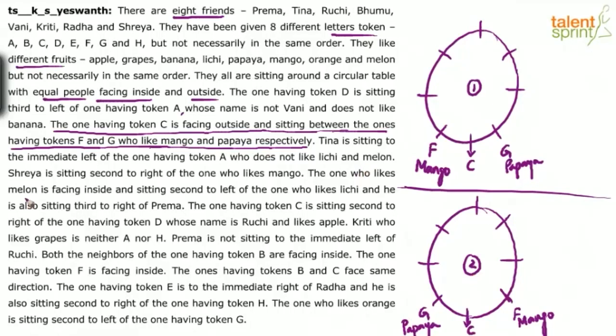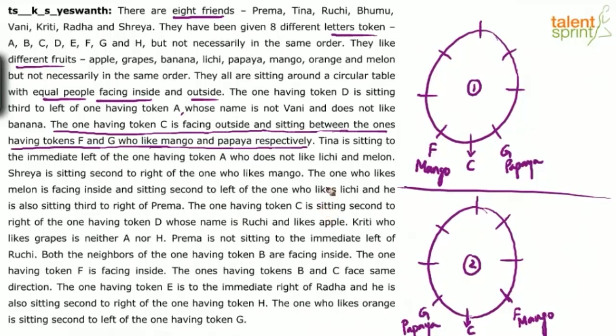The one who likes melon is facing inside and second to the left of the one who likes lychee, and he's also third to the right of Prema. So we have no clue about melon, lychee, Prema so far. Forget about it. The one having token C is sitting second to the right of the one having token D, whose name is Ruchi and likes apple. Okay, token C is fixed, right? It says the one having token C is sitting second to the right of the one having token D.